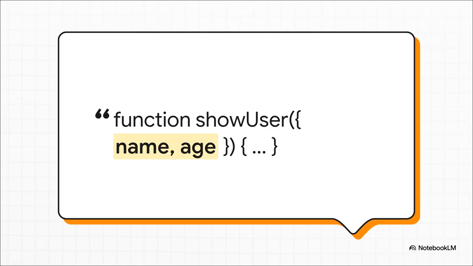So instead of passing in a whole user object and then having to write user.name and user.age inside the function, you just pull out name and age right there in the definition. It makes the function self-documenting. You know exactly what it needs just by looking at the first line.